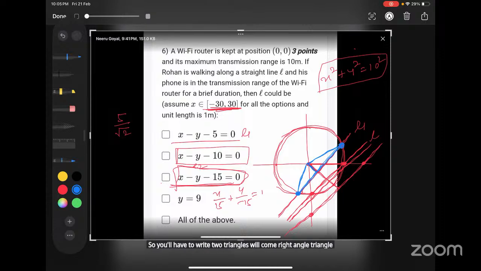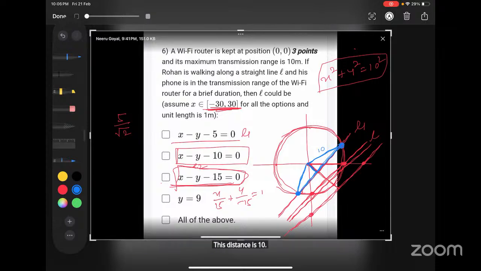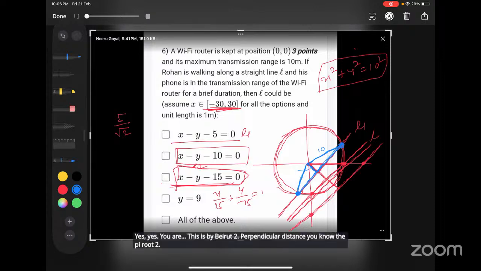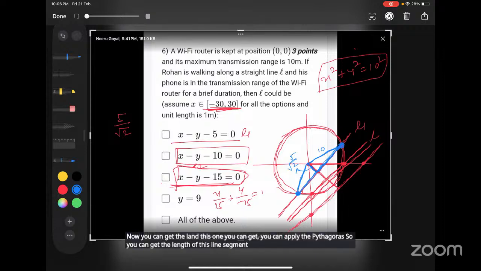So now you can take this distance: the perpendicular from the origin is 5 by root 2, and this distance is 10. You know the perpendicular distance 5 by root 2. Now you can get the length of this one. So you can get the hypotenuse, and you can apply the Pythagoras. So you can get the length of this line segment. If you halve the line, it splits into 2.